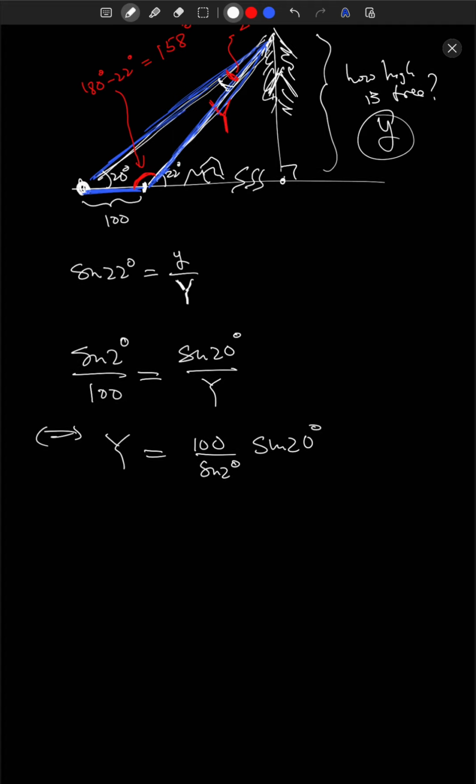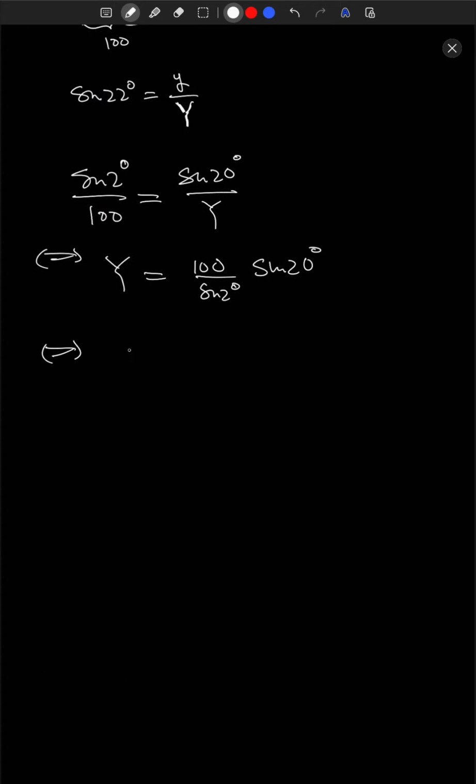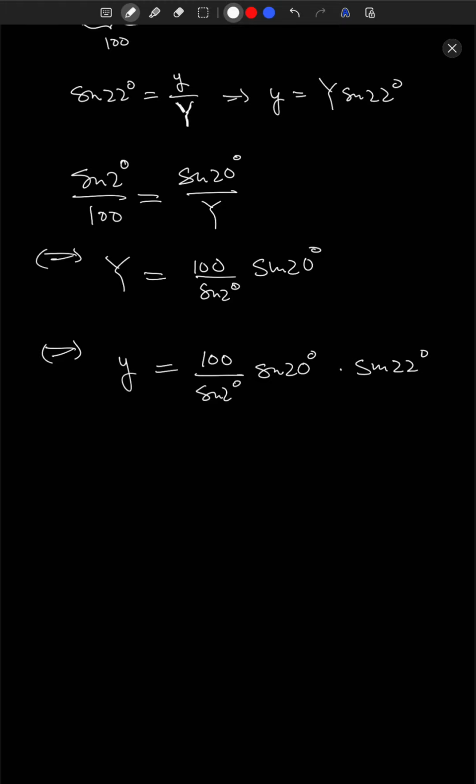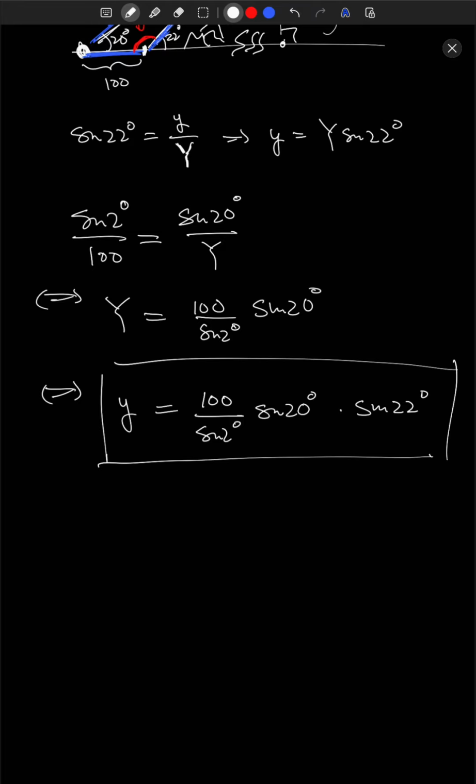Okay, and now, because I know capital Y, that tells me little y is equal to, up here, capital Y times sine 22 degrees. So little y is now equal to 100 over sine 2 degrees, sine 20 degrees, that's my capital Y, and then times another sine 22 degrees. All right, so we've gotten the height using the law of sines.